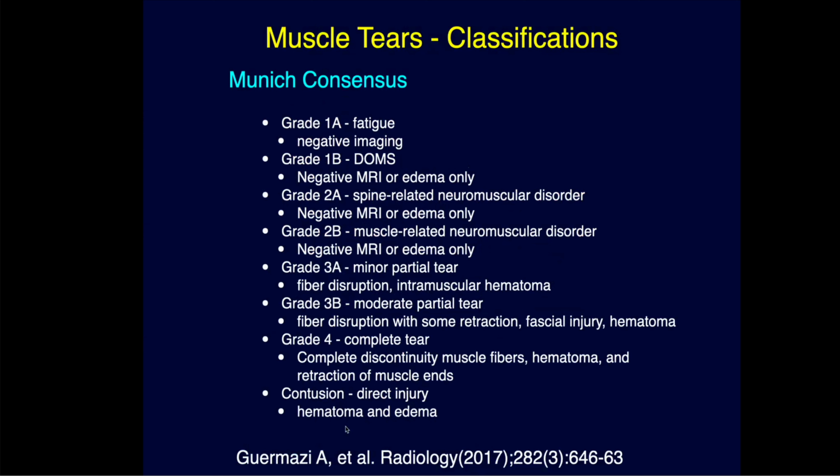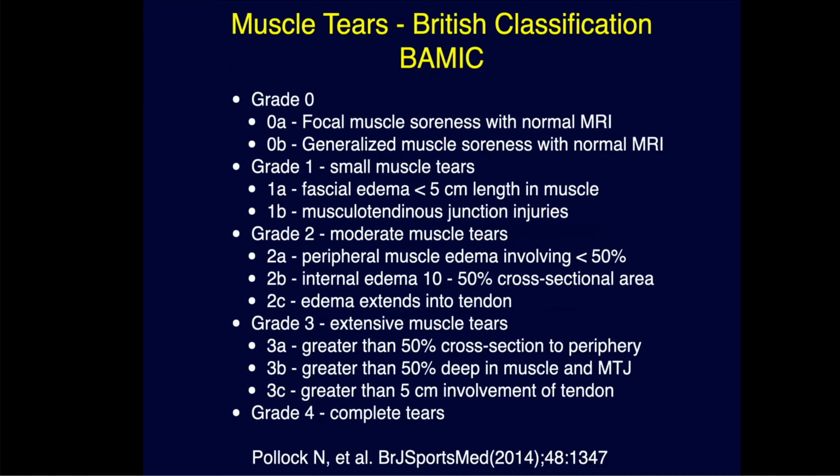And the most recent one is the British classification, the BAMIC classification, where you can have muscle tears, grade 0s, where you have soreness with a normal MRI. Grade 1 are small muscle tears, typically involving the fascial edema, and usually less than 5 centimeters in length. 1B is muscular tendinous junction injuries. And then there's grade 2, moderate muscle tears.